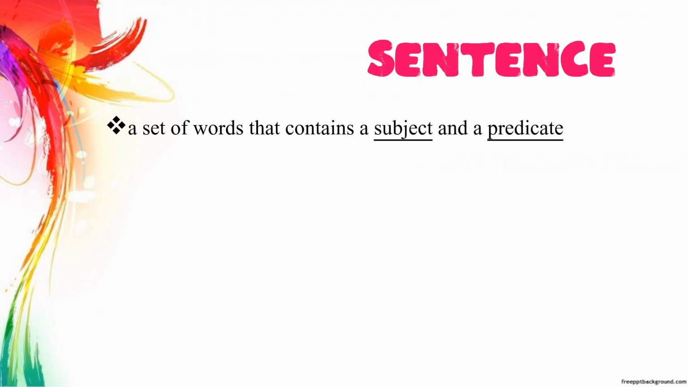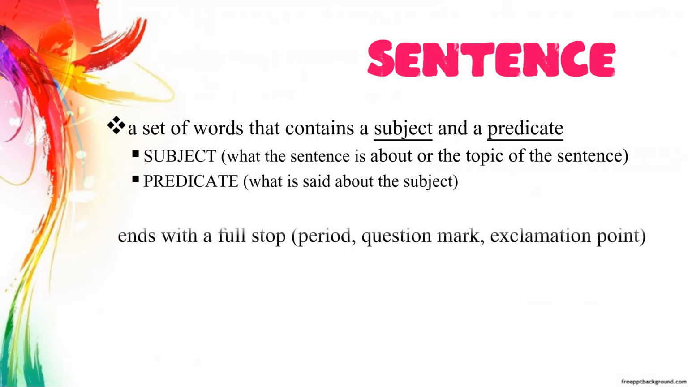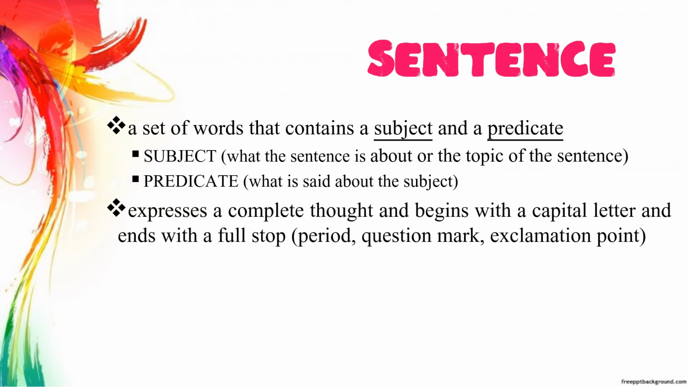Sentence is a set of words that contains a subject and a predicate. Subject refers to what the sentence is about or the topic of the sentence. And then predicate refers to what is said about the subject. It usually begins with the verb. Sentence expresses a complete thought and it begins with a capital letter and ends with a full stop, period, question mark, or exclamation point. It depends on the type or on the need in the sentence.